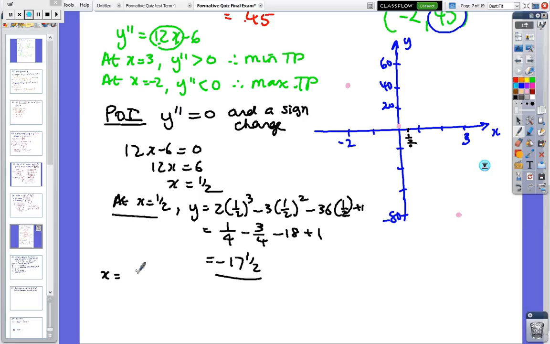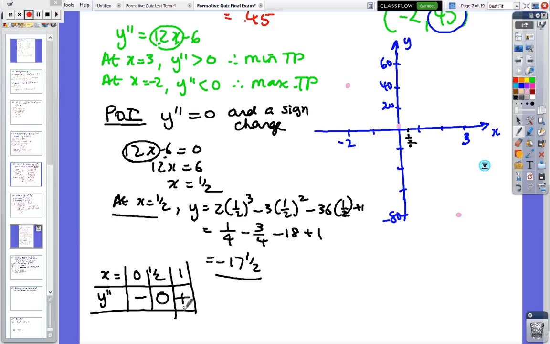Okay, so x equals 0, a half, 1, y double dash. At 0, it's a minus number, and at plus 1, it's a positive number, so we've got a sign change. Therefore, it is a POI, and now we just join the dots. So again, pivot on the turning point, on the point of inflection.